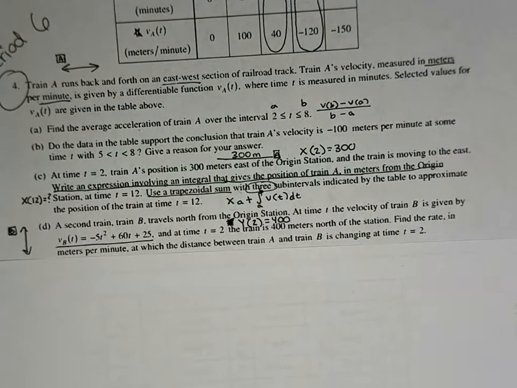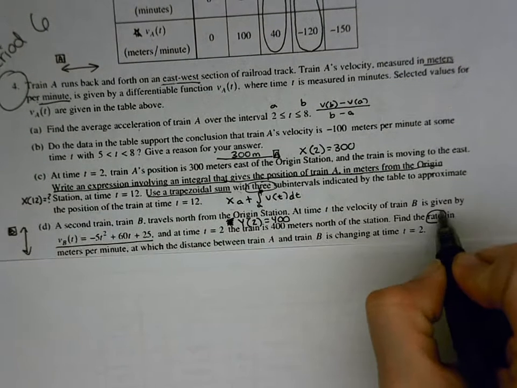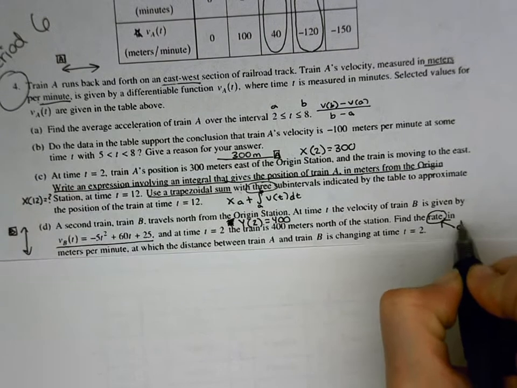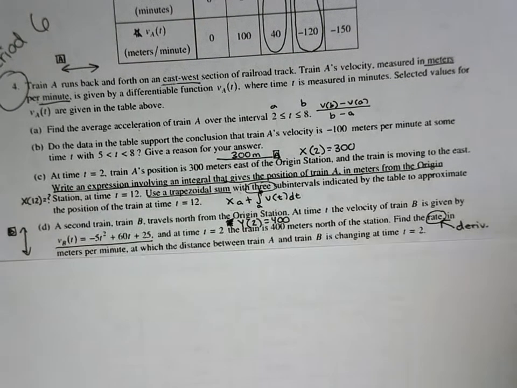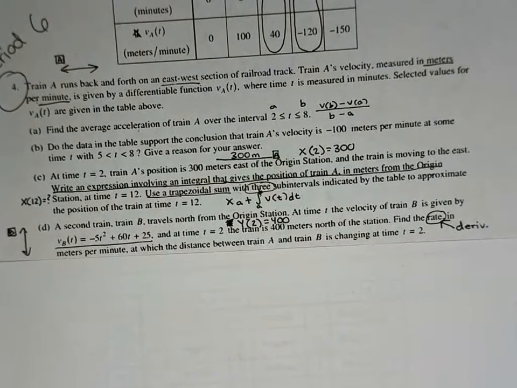Find the rate. So rate, as we've talked about many, many times at this point, this is derivative. So find the derivative in meters per minute, find the rate in meters per minute at which the distance between train A and B is changing at time t equals 2. Okay, so as soon as I read that, I'm like, distance between, I haven't really been given anything about distance between. I'm told that train A is east-west and train B is north-south, and I'm given some positions there.